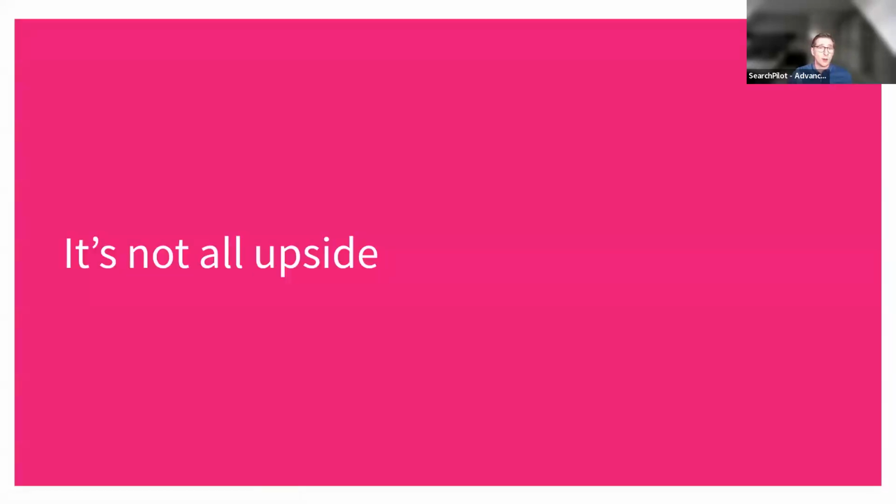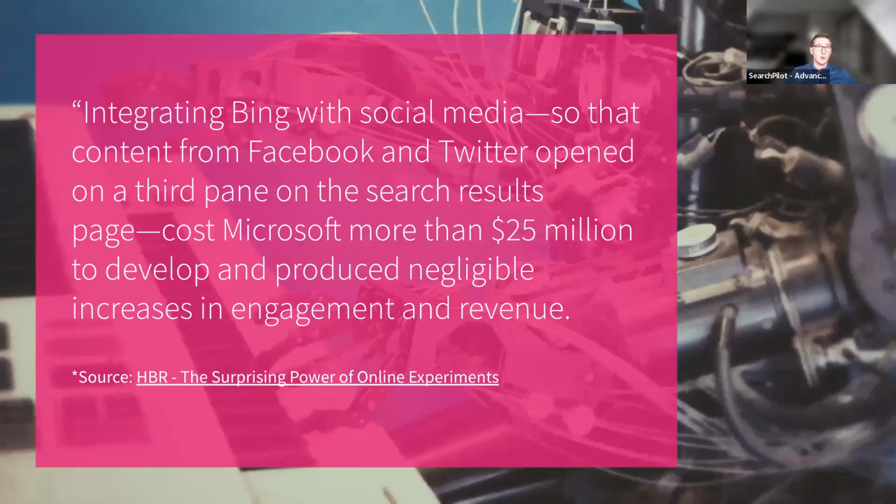Now, it's not all upside. Those are positive examples that I've spoken about, but then there's also ones like this, where again, this is Bing. They tried to integrate social media into the search results. So this is when they tried to add Facebook and Twitter in sort of a third pane of search results. And what they found was that it had basically no impact on engagement or revenue, but it cost them about $25 million to build that experiment.